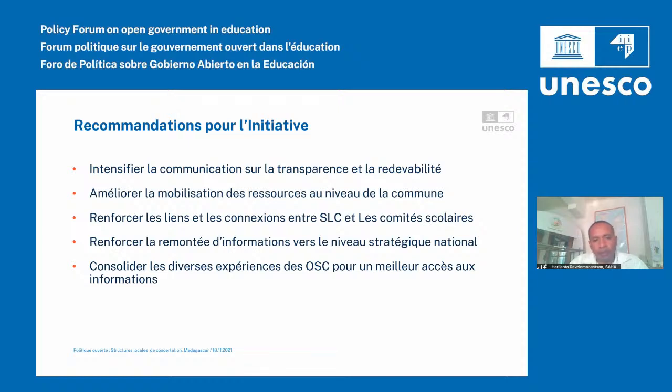Right, recommendations for the initiative. Now, just to sum things up. So, intensify communication on transparency and accountability. We're still at this stage. We really need to raise awareness and also ensure that these principles are enshrined, and we have to improve the resource mobilization at the community level. We have to ensure sector development.